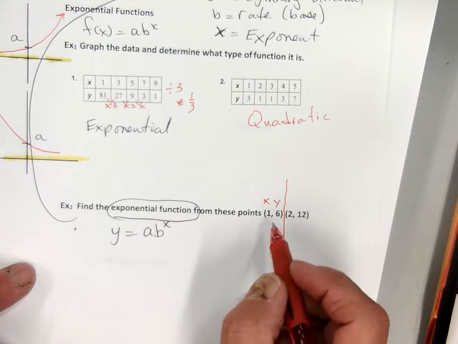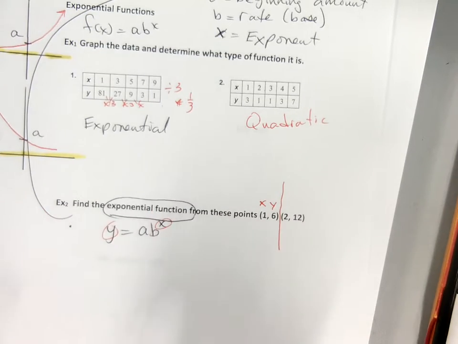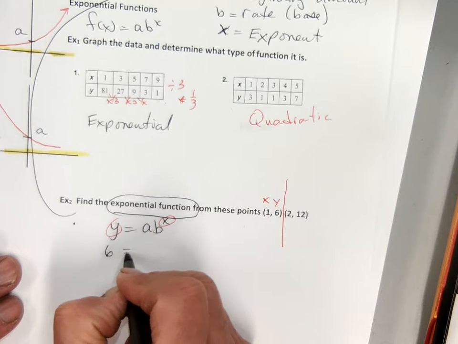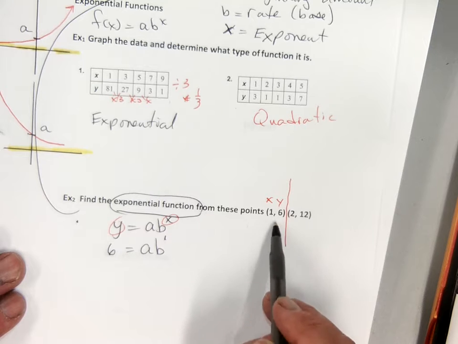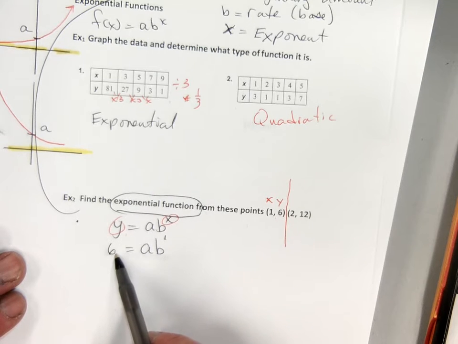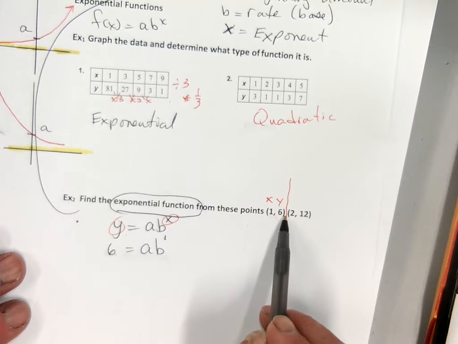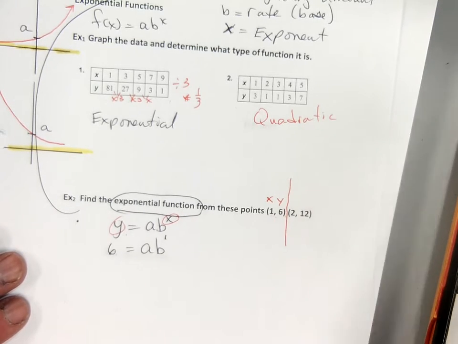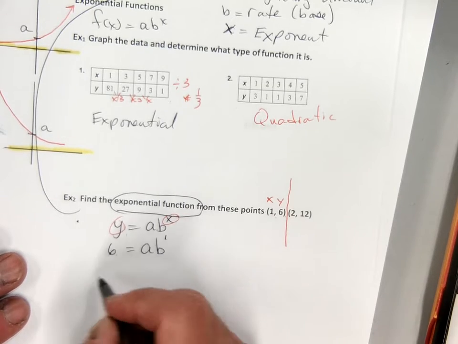So let me show you how to do this. I'll put the 1 in for the x and the 6 in for the y. I'll rewrite this as 6 equals ab to the 1. Okay? So I put 6 in for the y, and I put the 1 in for the x because the point has an x and y value. Okay, I get a and b. I can't solve for a or b because I've got both of them. So here's what I'll do. Let's solve for a first.